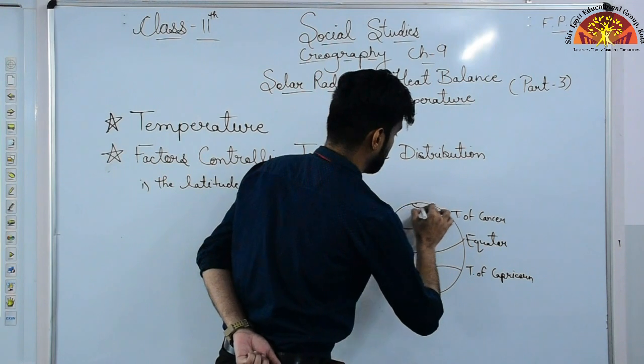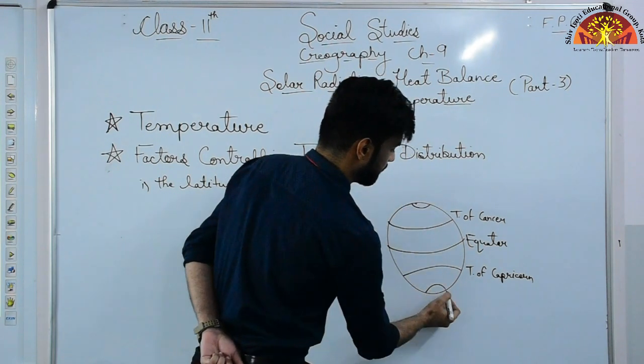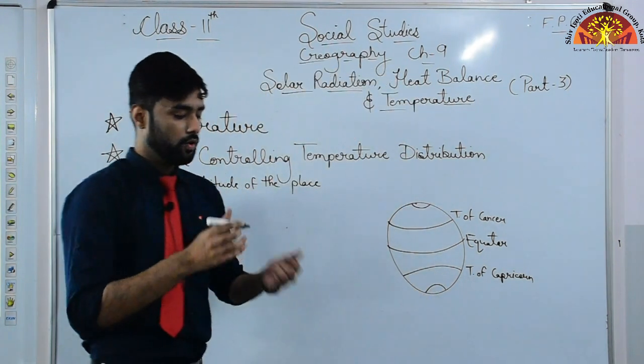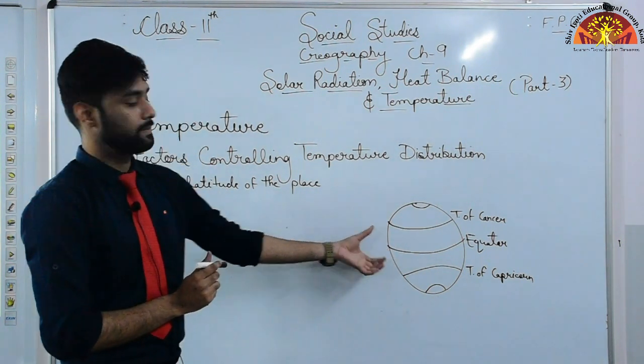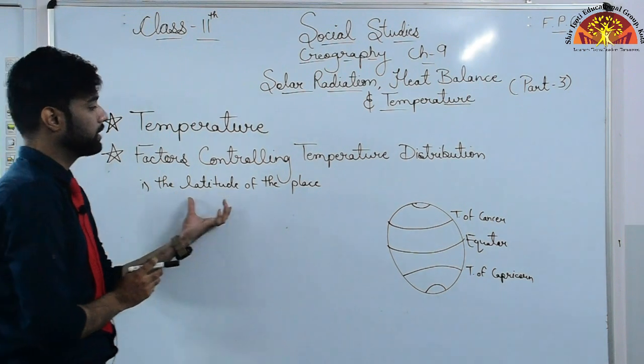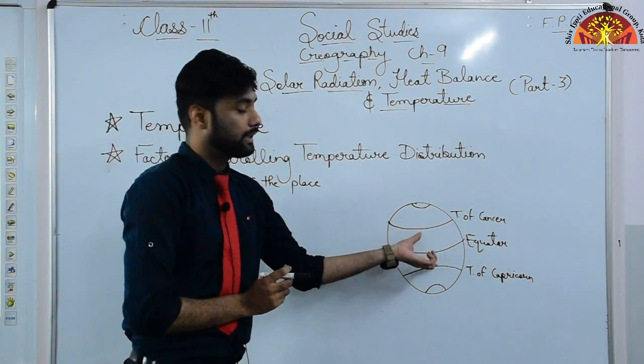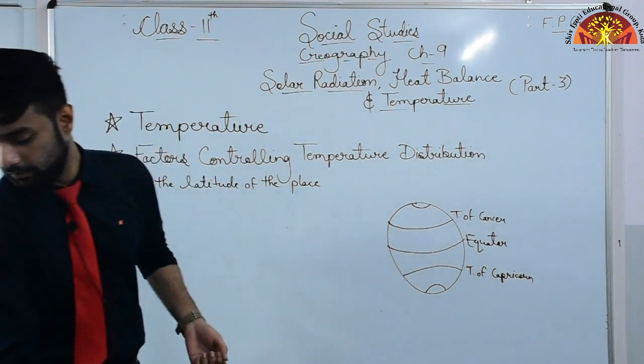And then we have our frigid zones, correct? So this we already know that the farther you go from the equator, the less temperature you will experience. So what does this term here mean? The latitude of the place means that the temperature depends upon the latitude. Let us read from the book.